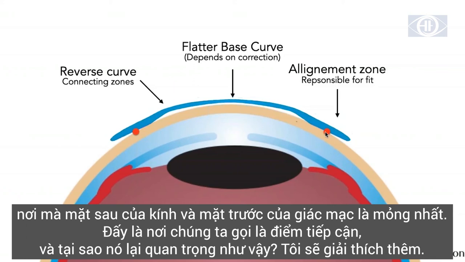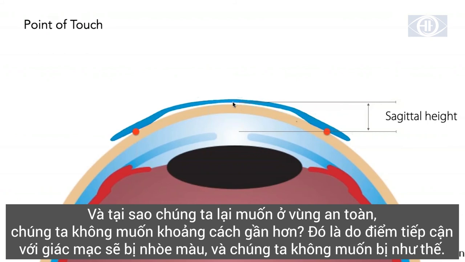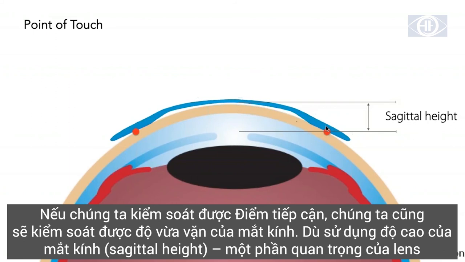And why is that important? Let me explain it like this. Let's say we give a sagittal height to a lens. We are aiming for a specific sagittal height, and we are aiming for a distance in the center area from the backside of the lens to the front side of the cornea of around 10 microns. Why? We want to play in the safe zone. We don't want that distance to be smaller, because of touch of the cornea. We get staining with ortho K, and we don't want to go there. So we want to control the point of touch. In fact, that is our fit. If we control the point of touch, we control our lens fit.